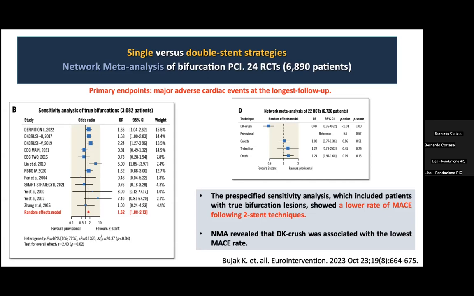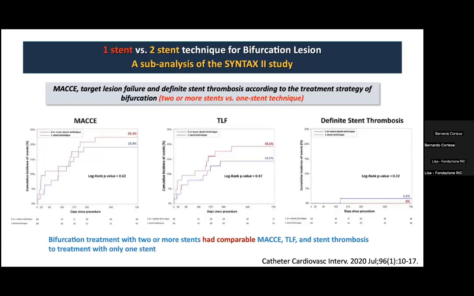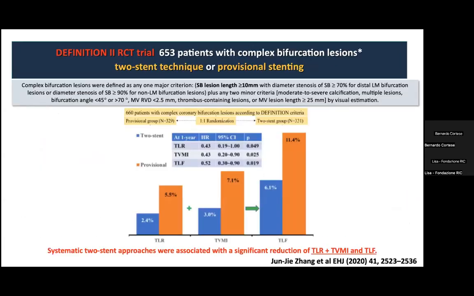Okay, there are two different weights. One is the Chinese study and the Oriental study, like DK crush, which are showing how DK crush is always better than provisional. On the other hand, there are the European studies showing that provisional stenting, sparing metal, is not inferior to a two-stenting technique. So the position of EBC is that. I wanted you to comment on that, but it's fine.